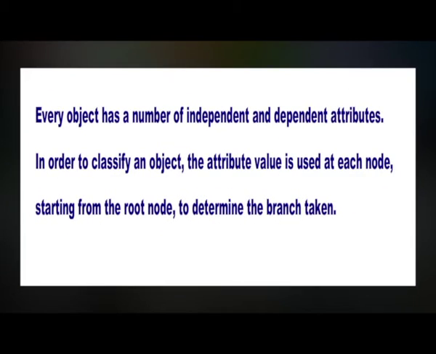Every object has a number of independent and dependent attributes. In order to classify an object, the attribute value is used at each node starting from the root node to determine the branch taken. The path found by testing at each node leads to a leaf node, which is the class the object belongs to.